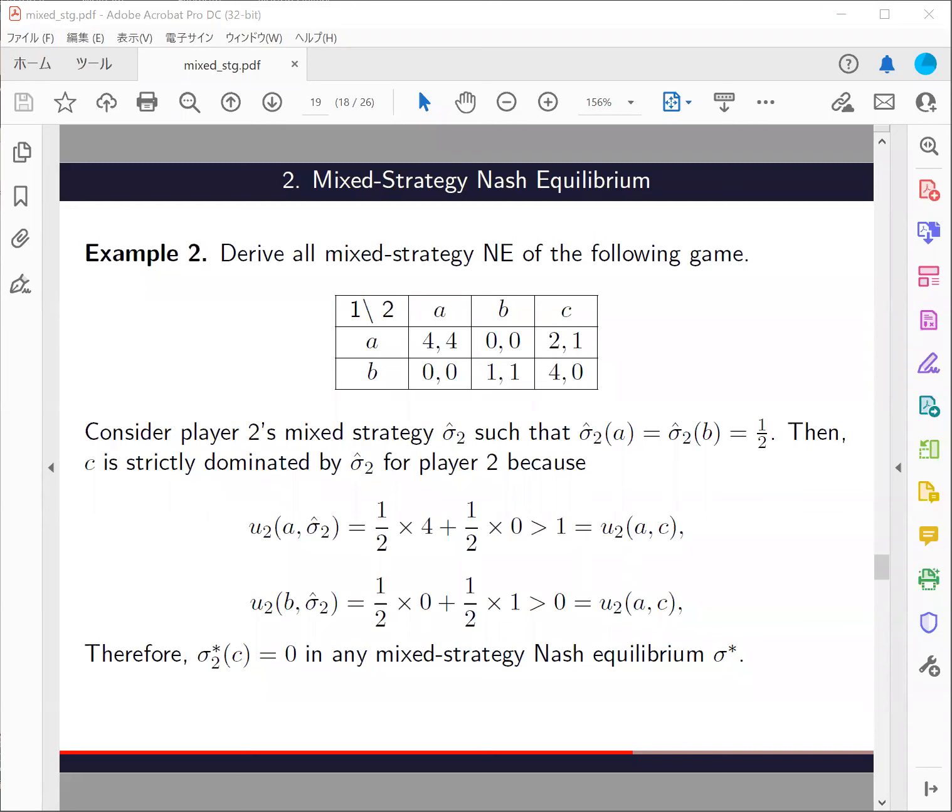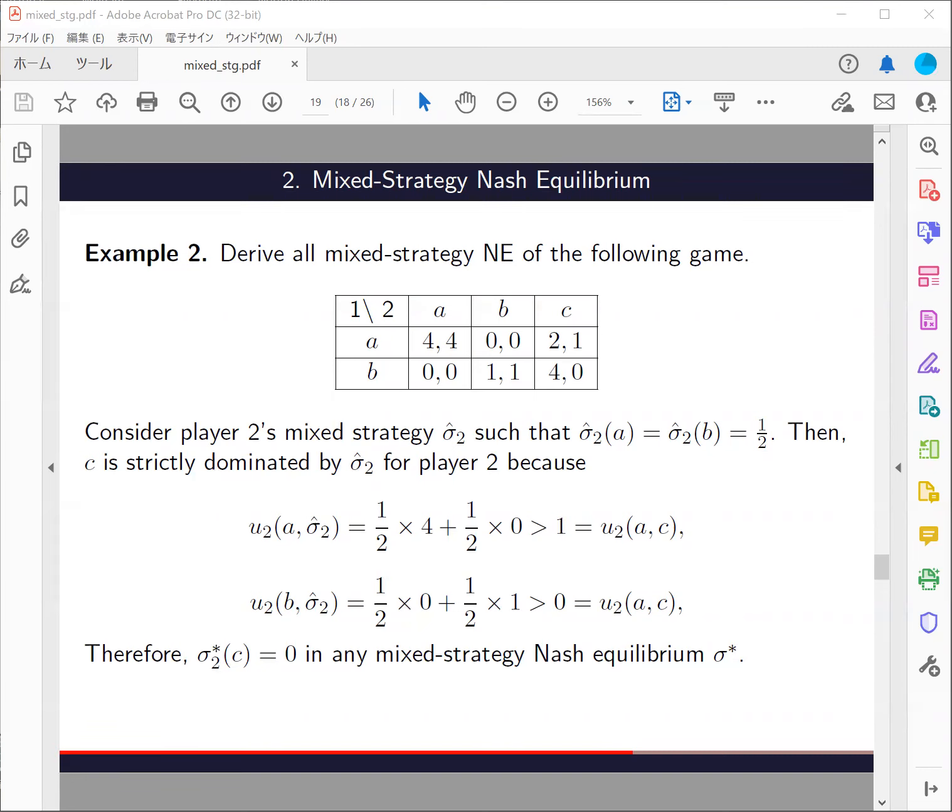Let's take a look at another example. Example 2 is more complex than example 1 in that player 2 has more strategies. To solve this problem in a simple manner, it is important to realize that strategy C is strictly dominated by a mixed strategy that mixes strategy A and B.